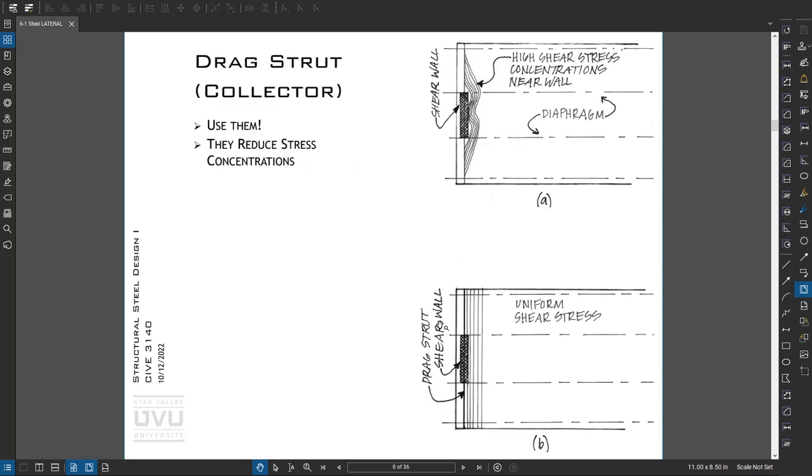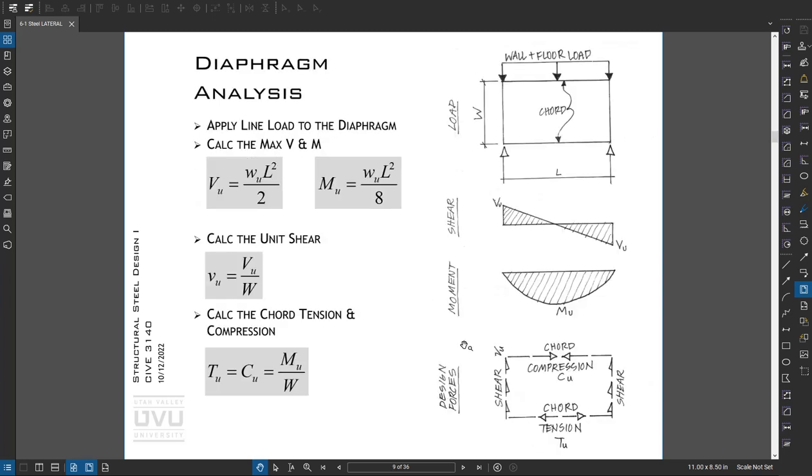So I think I've got some better slides. Yeah, so if we get into more of the equations, we can calculate the max shear and max moment in a diaphragm just like we do for a simply supported beam. So these equations should look somewhat familiar. And then we like to look at unit shear when we design the diaphragm, so kips per foot or pounds per linear foot. And then we can calculate the tension and compression in the diaphragm just by dividing the moment by the distance between the two chords, so W in this case.